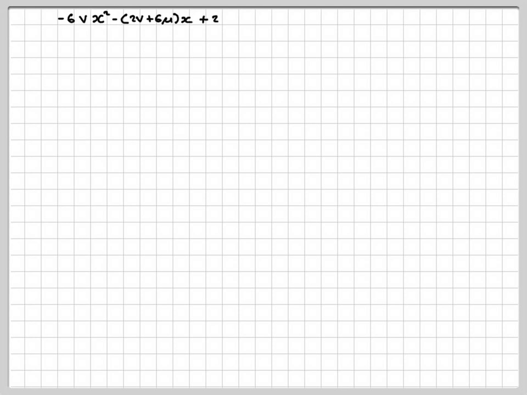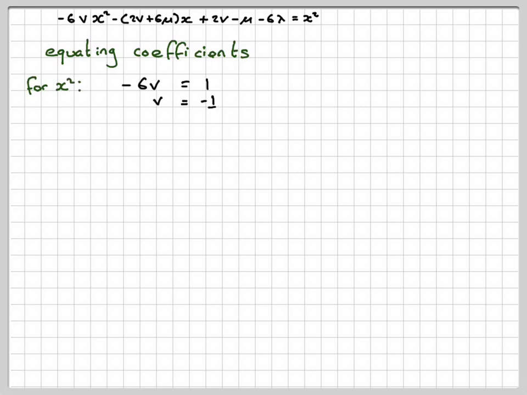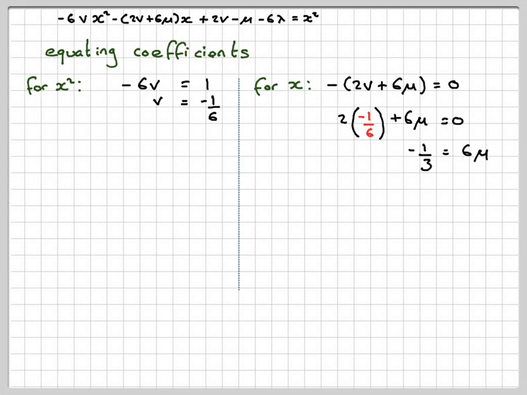So writing that out again, what we do now is we equate coefficients. So what we say is minus 6v is equal to 1 for x squared, that gives v is equal to minus 1/6. And then for x, we're going to have minus 2v minus 6 mu is equal to 0, because there is no x on this side. Putting in my value of v, minus 1/6, we get 1/3 minus 6 mu is equal to 0. So 1/3 is equal to 6 mu, and therefore mu will be equal to 1/18.